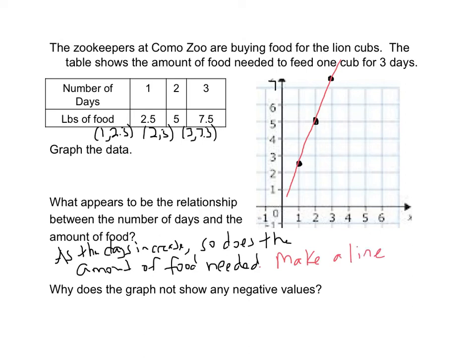Right? And why do you think the graph does not show any negative values? Well, we can't have a negative number of days or a negative amount of food, so negative values do not make sense in this problem.